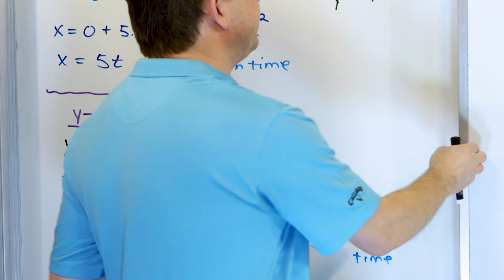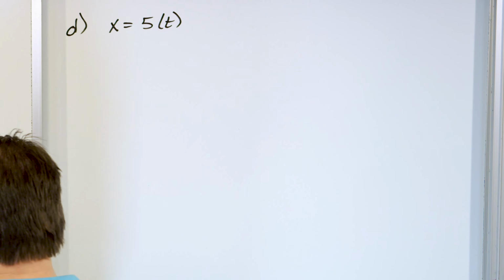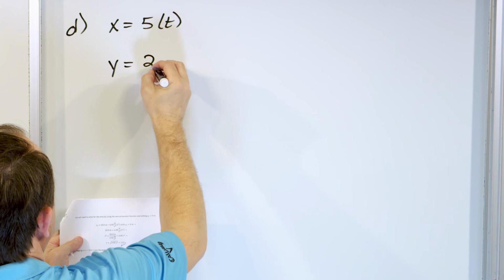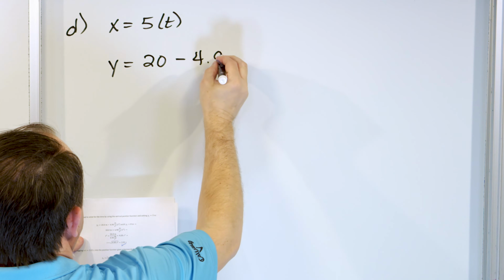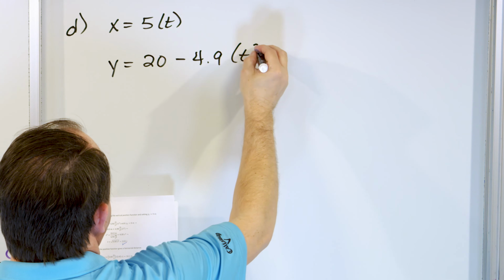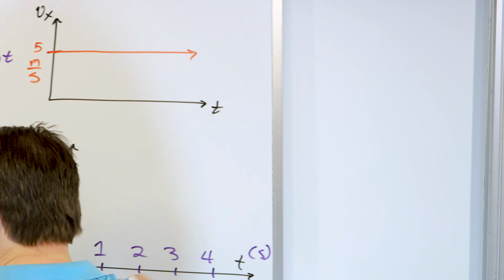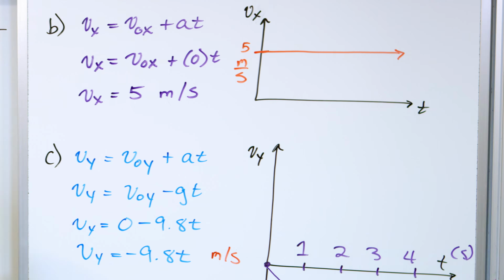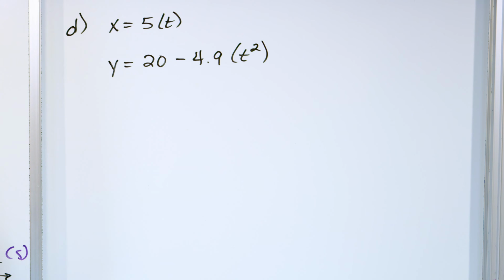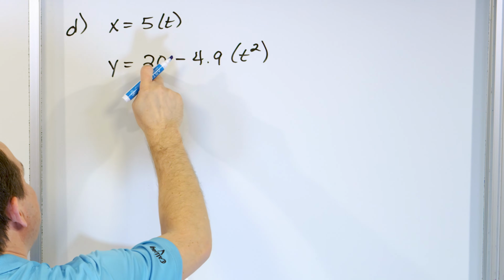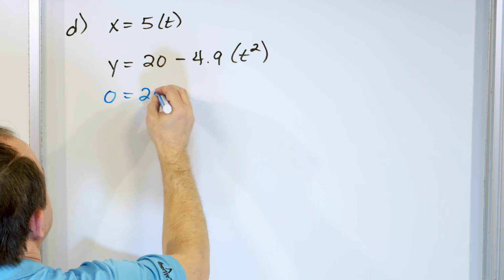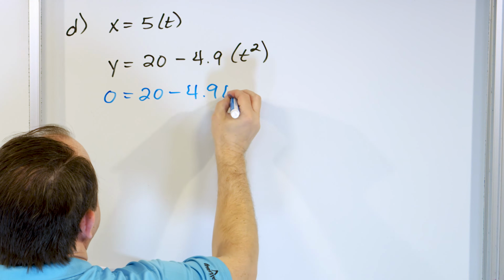So let's write this equation down, which we already basically figured out from before. We wrote down before that y was equal to 20 minus 4.9 multiplied by t squared. Let's just double check: 20 minus 4.9 times t squared. And now we put into the situation the fact that it starts at this height above the ground. Its final position is at y equal to 0. So we put a 0 in here: 0 equals 20 minus 4.9 t squared.